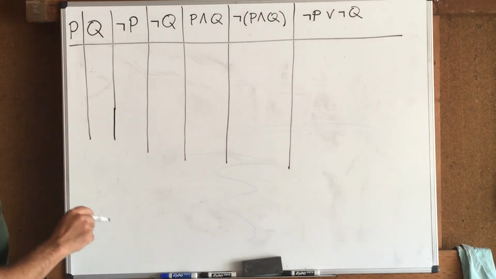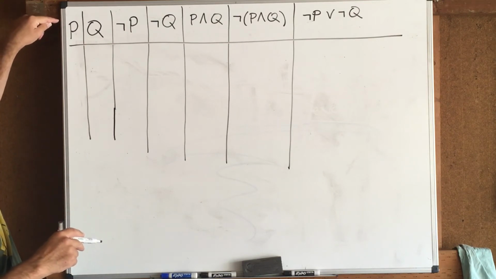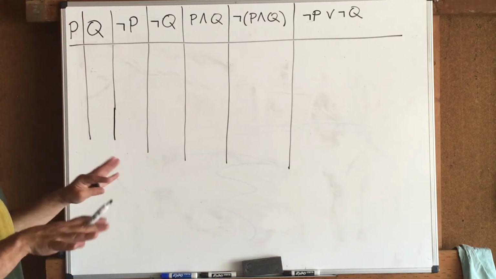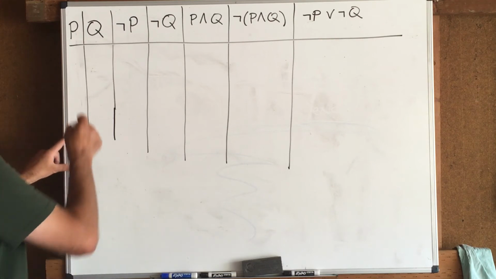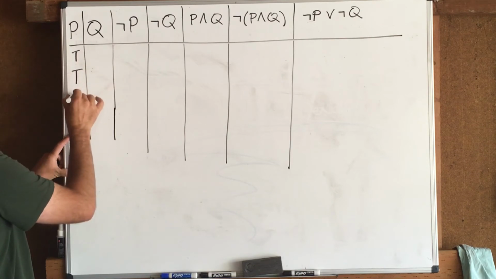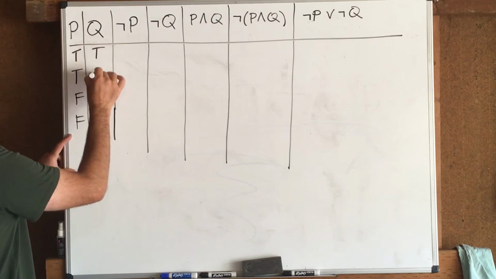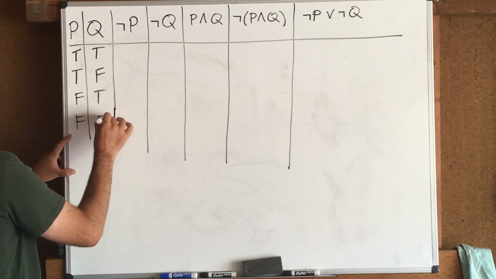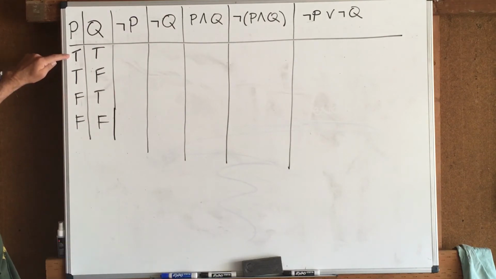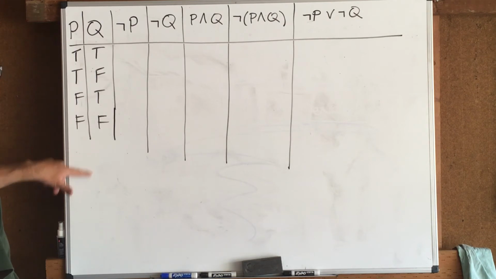Okay. Now think about it. P is a sentence that can be evaluated as true or false. Q is a sentence that can be evaluated as true or false. So we're going to exhaust all possibilities. An easy way to do that is to do true, true, false, false, true, false, true, false. And notice that all possibilities have been exhausted here: true true, true false, false true, false false. So that's all the different possibilities we could have.